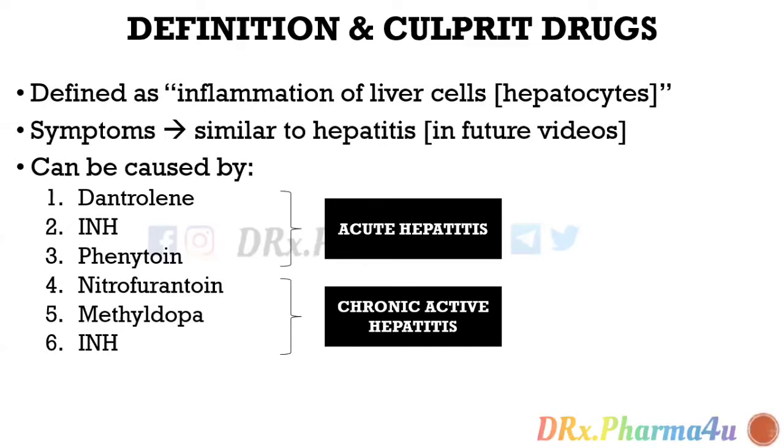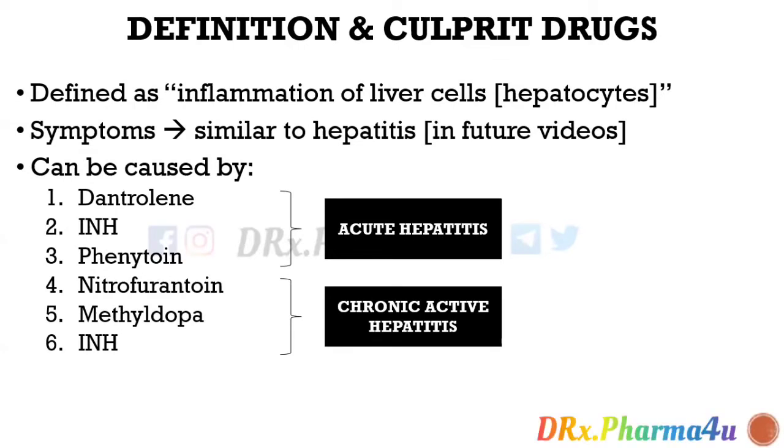So we have acute hepatitis and chronic active hepatitis. Acute hepatitis means the symptoms will be very severe, but it will be of short duration. Chronic hepatitis means the symptoms will keep on progressing in due course of time. You won't get a lot of symptoms at one time. And the duration of that condition will be long.